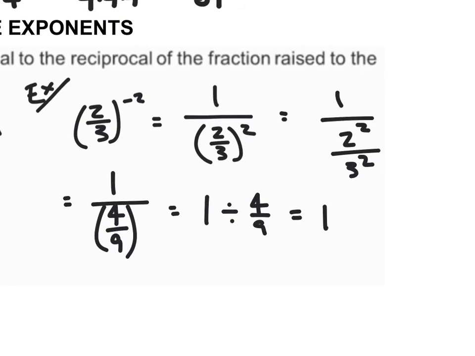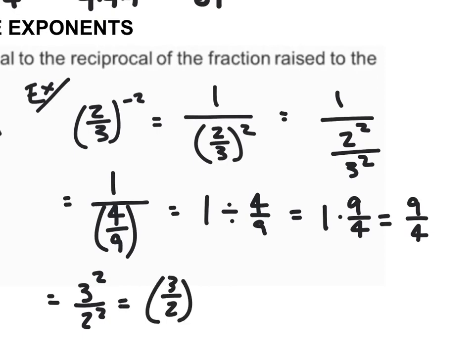And so this is really going to become 1 times 9/4, which gives me 9/4. Now what I can do is rewrite 9 and 4 as something squared, and rewrite that as 3 squared over 2 squared, all right? And so then I can rewrite that as 3/2 squared, okay? And all of this is equal to that original thing that we had in the beginning, which is 2/3 raised to the negative 2 power, okay?